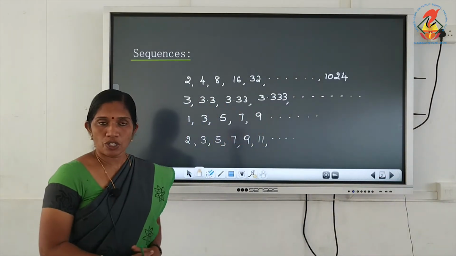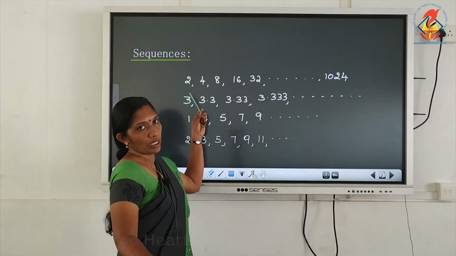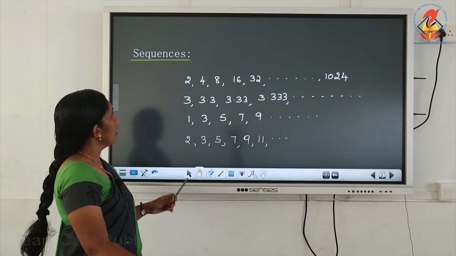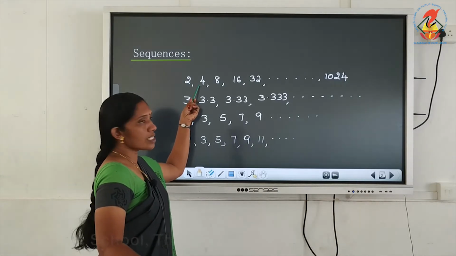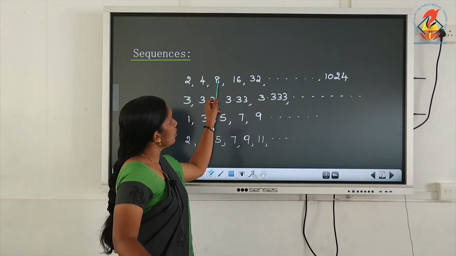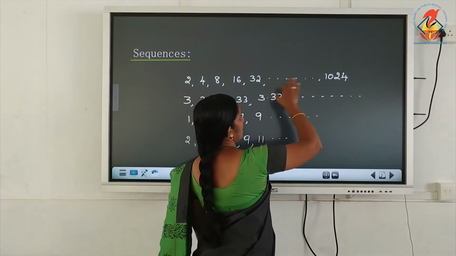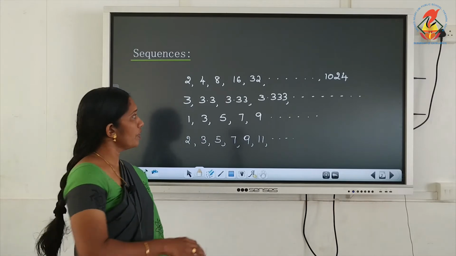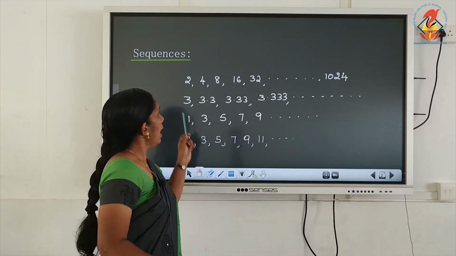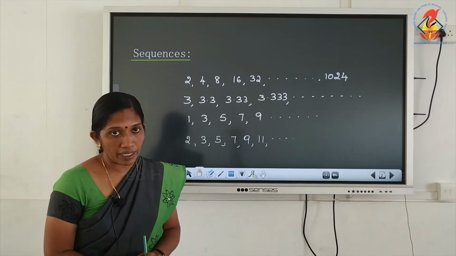So what's a sequence? You all know what a sequence is. Sequence means it's a pattern. Look at the first sequence: 2, 4, 8, 16, 32, etc., 1024. Each term, this 4, is obtained by multiplying 2 to this 2. Then 4 into 2 is 8, 8 into 2 is 16, 16 2s are 32, like that. For the sequence we can write the nth term, or we know how to write the next term. That is also possible for this sequence. And it consists of a finite number of terms. So it's a finite sequence.